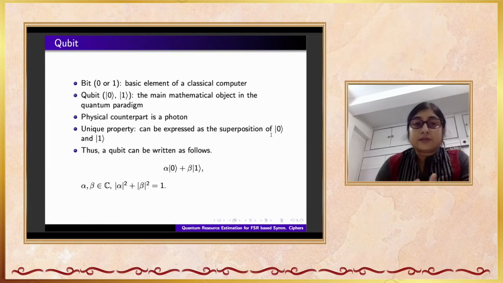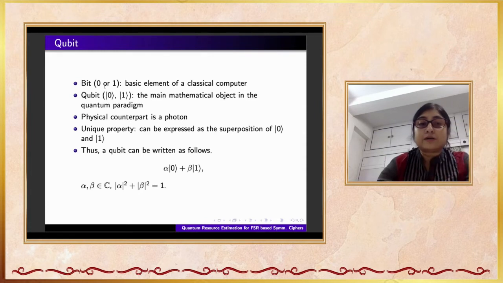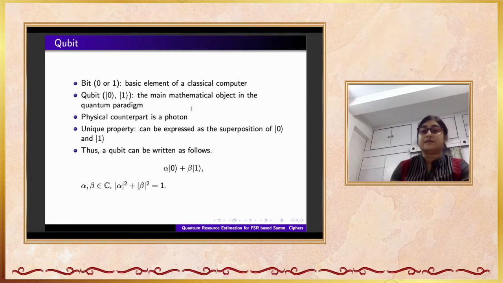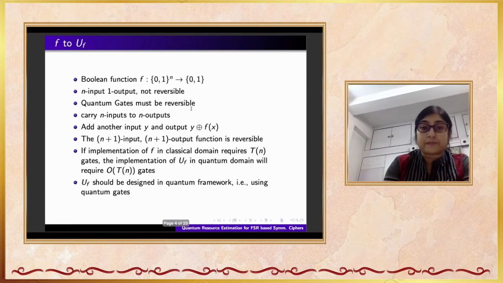We all are familiar with classical bits 0 and 1. Those are the basic elements of our classical computers. The quantum counterpart of classical bit 0 is ket 0 and of classical bit 1 is ket 1. These kets 0 and 1 are the main mathematical objects in the quantum paradigm. The physical counterpart is a photon. A qubit has a unique property: it can be expressed as a superposition of 0 and 1. Thus, a qubit can be written as alpha|0> plus beta|1>, where alpha and beta are complex numbers, and |alpha|^2 + |beta|^2 = 1.